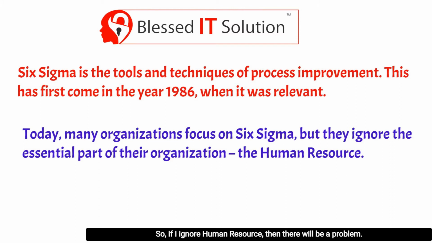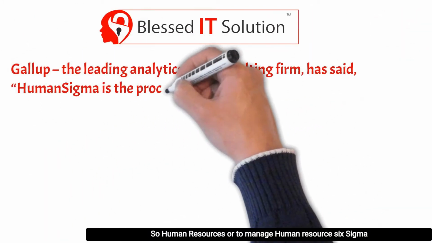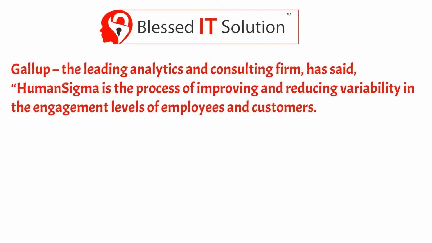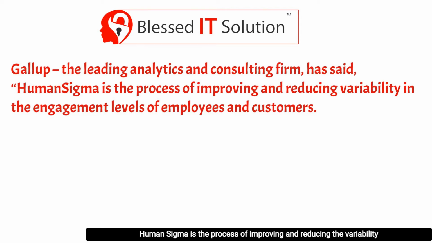If I ignore human resource, then there will be a problem. So to manage human resource, instead of Six Sigma, Human Sigma plays a crucial role. Gallup, you might have heard this organization's name, a leading analytics and consulting firm, has said Human Sigma is the process of improving and reducing variability in the engagement level of employees and customers. So what they are trying to say is that it reduces the variability and improves the engagement level of the employees and the customers.